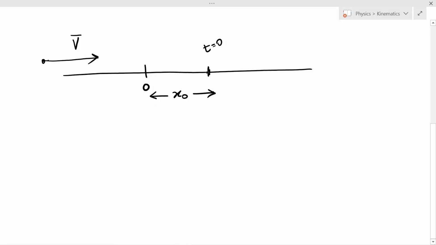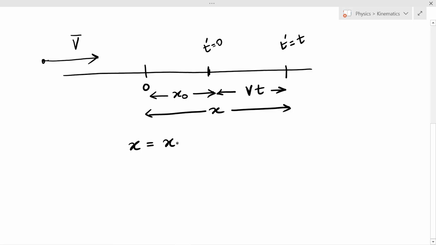But remember, the origin is here, the origin of the position axis. Let's say it moves for time t seconds. So let's say this is t dash, so t dash is equal to t. Then this distance will be v times t, because speed into time is distance. So now I can write this x, the position at a time t, as x0 plus vt. Now to generalize this, I will put a dash on top of the letters to make it a general vector equation. So this is the equation.